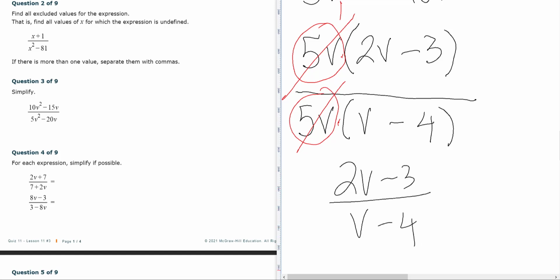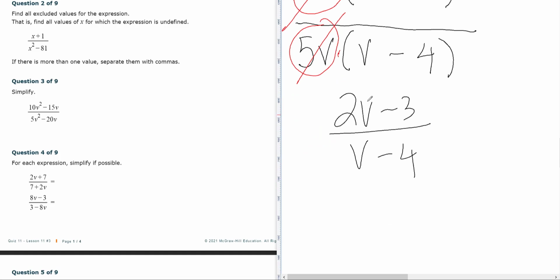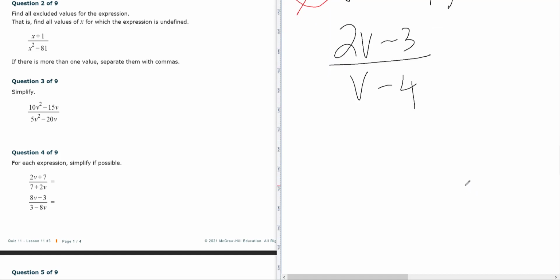Now, if you cancel out these V's or try to divide or reduce them, you're going to miss it, because remember, this is a term because it's part of a subtraction. So 2V and 3 are not factors, they're terms. They have to stay together. The same thing with V minus 4. So my final answer is 2V minus 3 divided by V minus 4.